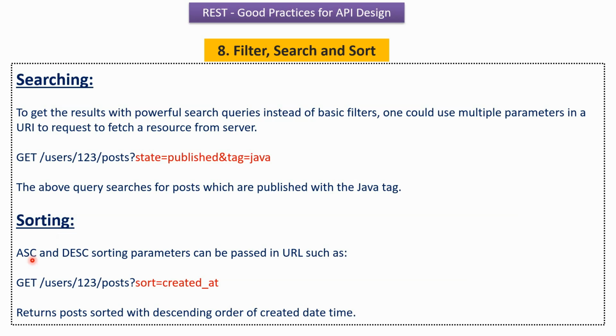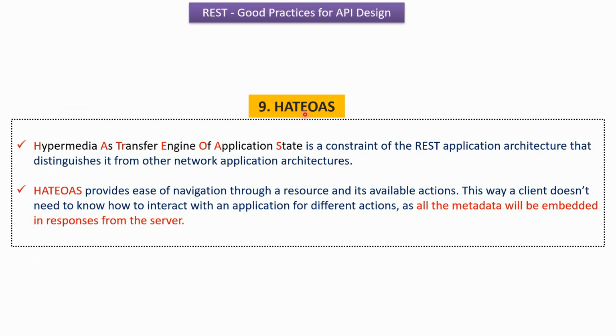Sorting. In case of sorting, ascending and descending sorting parameters can be passed in the URL. Here you can see the example. When we call this API endpoint, it will return all the posts sorted with descending order of created date and time.